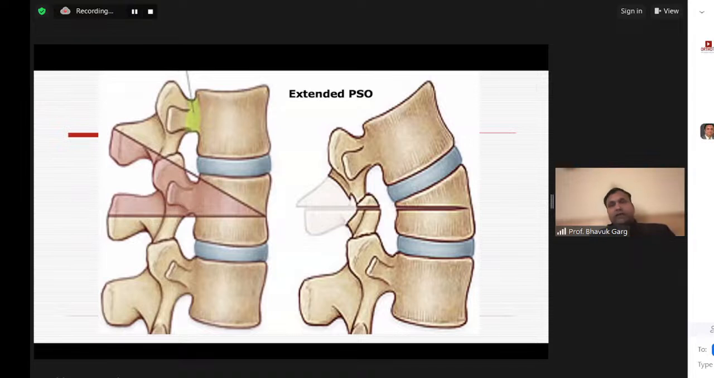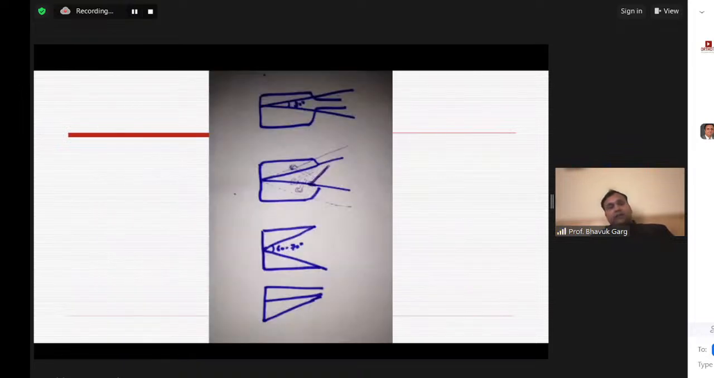Coming to the fourth variety, the extended PSO. So if I require a bigger correction, then I go for a bigger wedge. The problem is that, when you close so much gap posteriorly, then the spinal cord can get kinking and the neuromonitoring signals can go. But if you are vigilant and you are monitoring and you have done enough releases, then in our experience, it is again a great method.